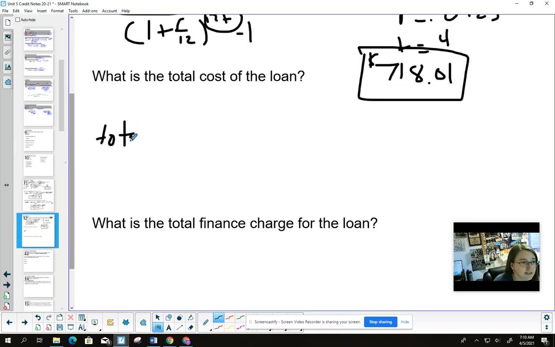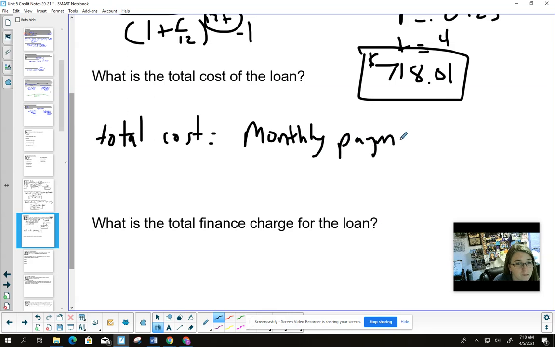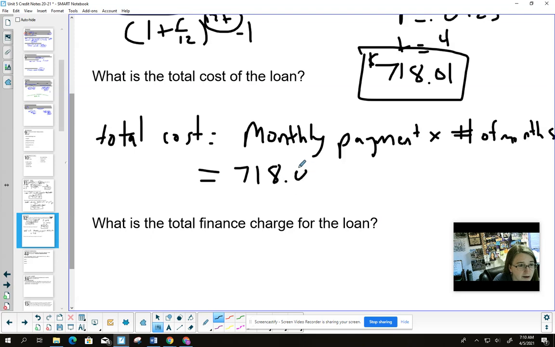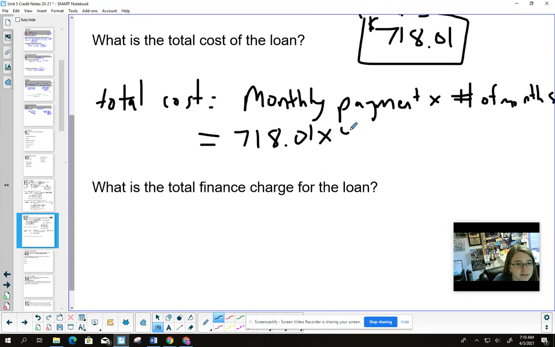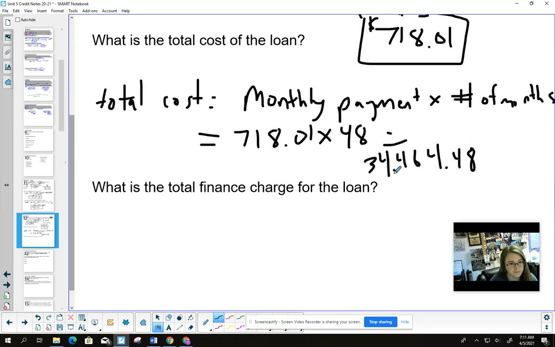Okay, so total cost is the monthly payment times number of months. So careful here. Sometimes we just think, oh, I'm just going to keep doing the same thing I've been doing, and we don't think about how it's going to be different for this problem. Number of months is 48. That's actually the 12t. That's number of months. Okay, so 718.01 times 48. Okay, so this is 34,464.48.